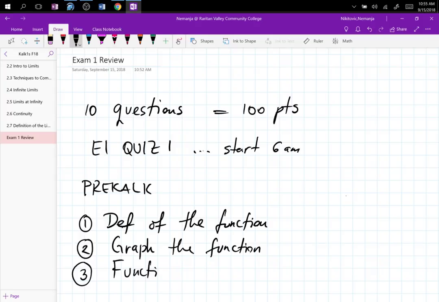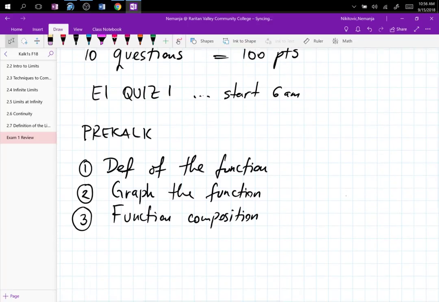Number 3, function composition. You need to be able to add, subtract, multiply functions, but also must be able to do function composition. That's f of g of x stuff. And the last thing from pre-calculus is inverse functions.